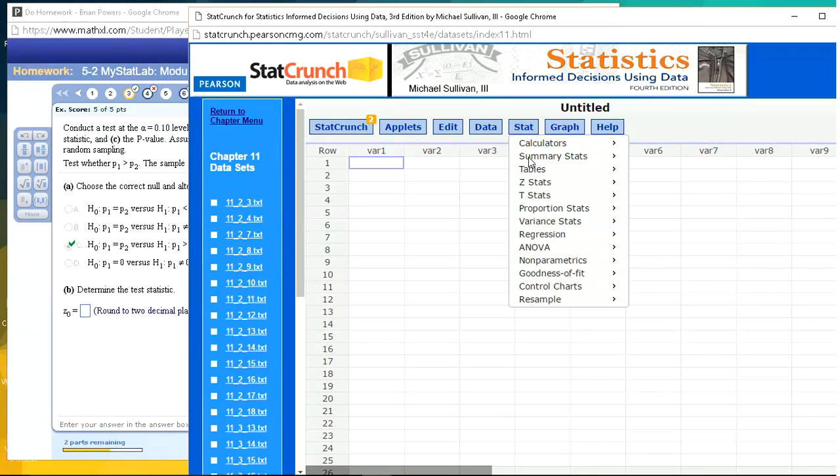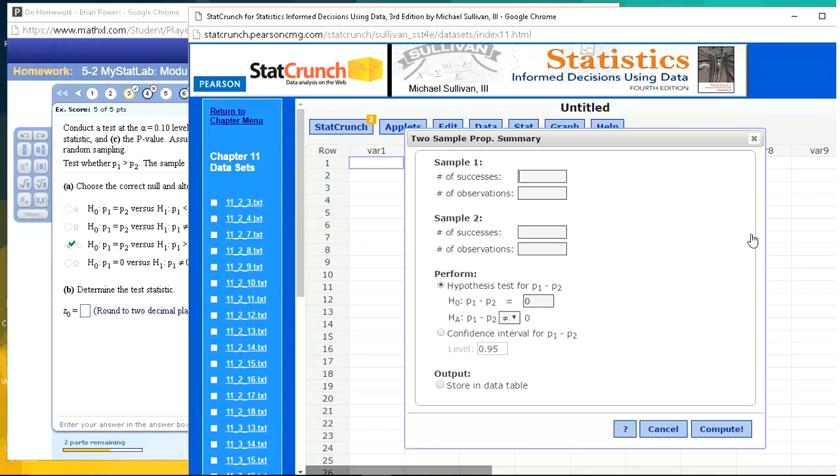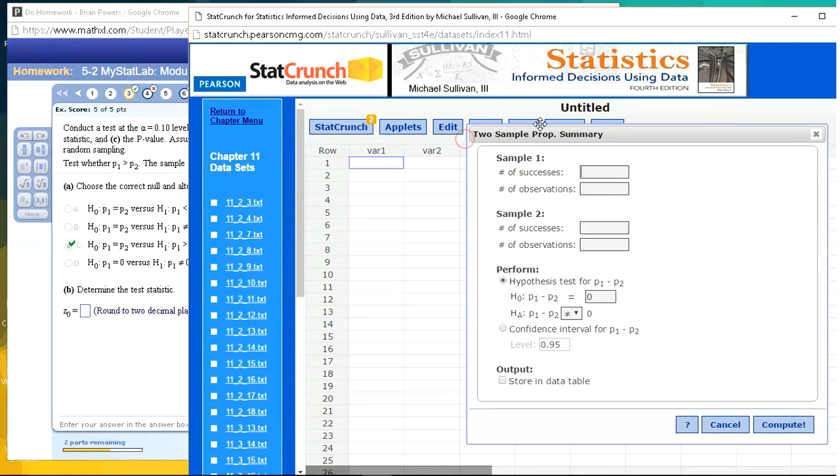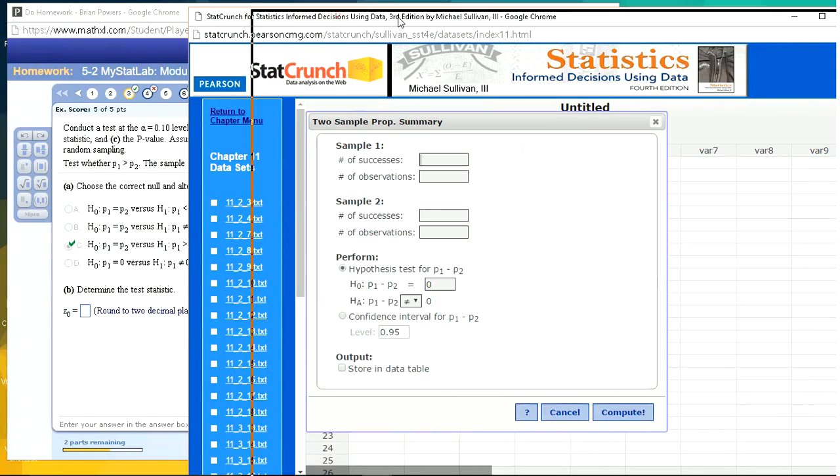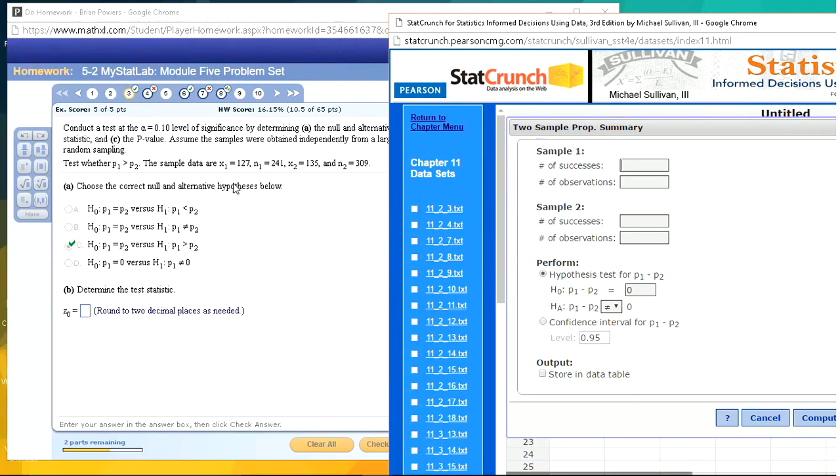So open up Statcrunch, proportion stats, 2 sample with summary. We don't have the data, we just have the summary. So let's see what we've got. Okay, so we're just going to be using this information here. The number of successes from sample 1, 127 out of 241. From the second sample, we have 135 out of 309. Make sure I didn't make any typos.